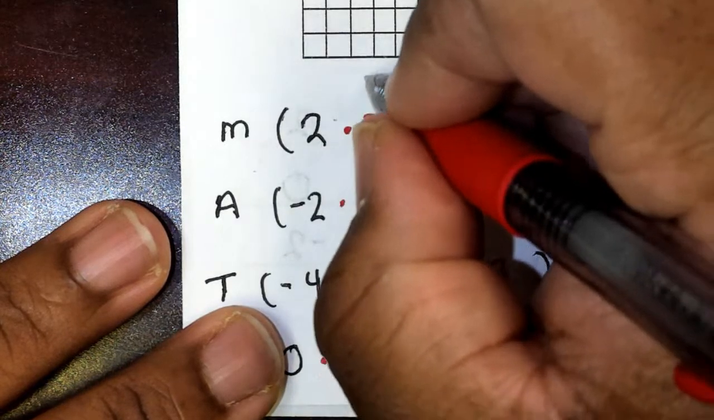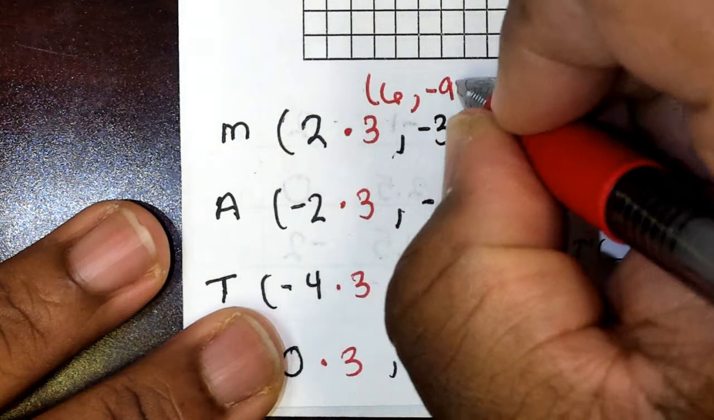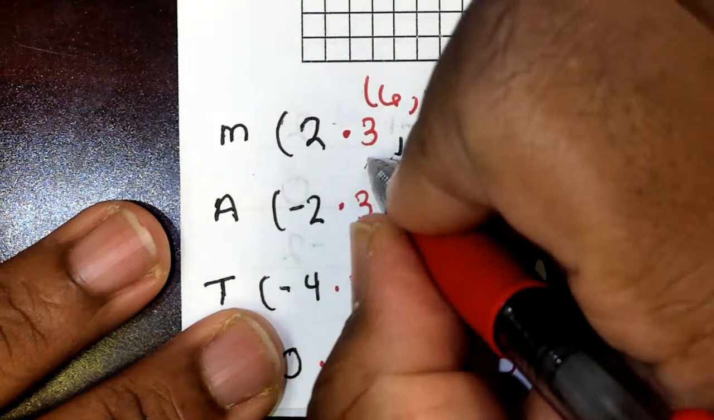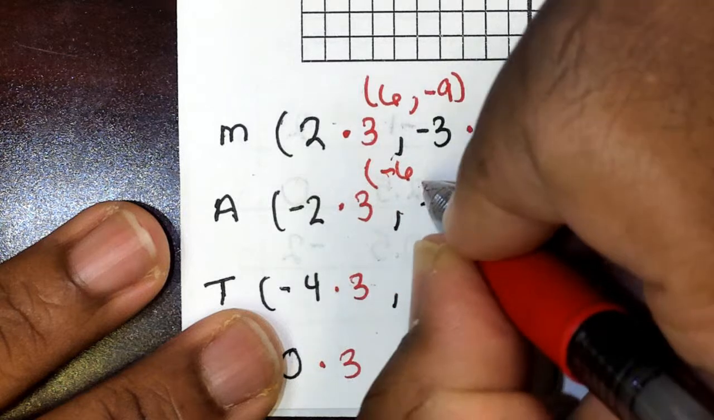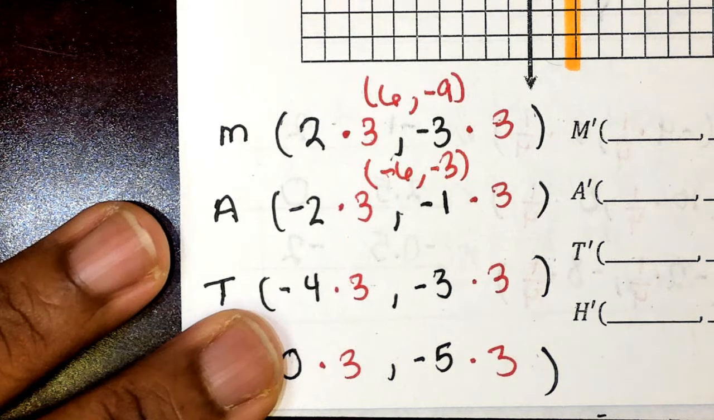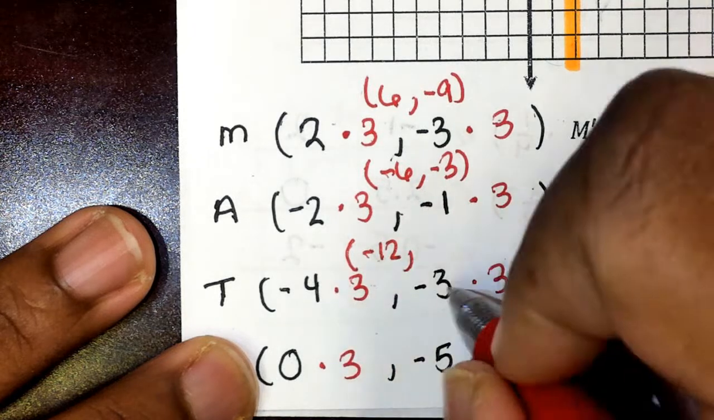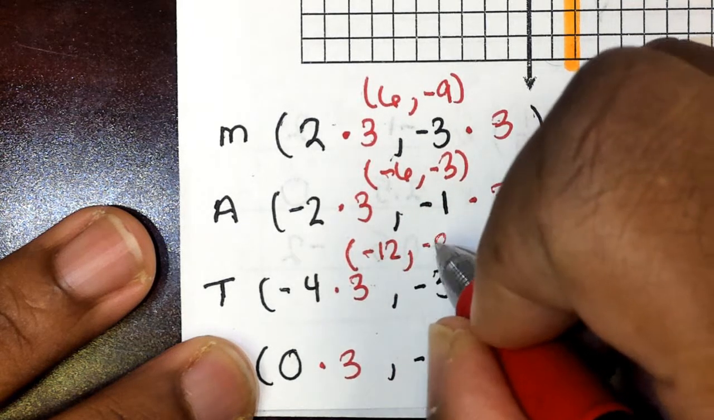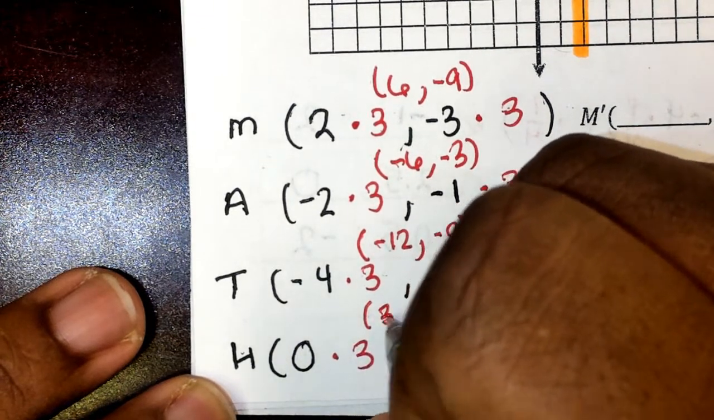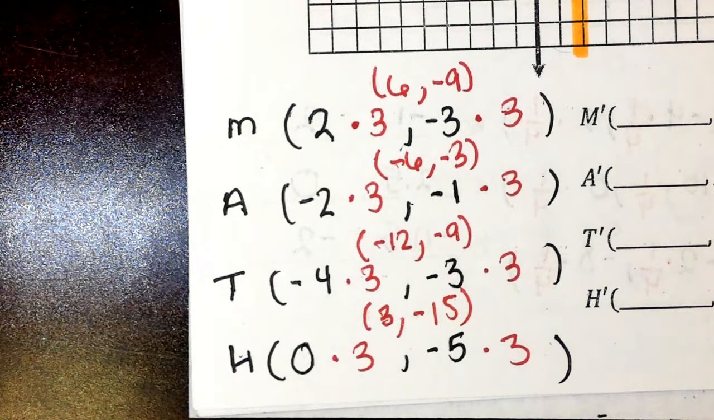So 2 times 3 for me is going to be 6. And then -3 times 3 is -9. I'm going to write that right above it. -2 times 3 is -6. -1 times 3 is -3. Putting that right there. -4 times 3 is -12. -3 times 3 is -9 right here. And then the last one, 0 times 3 is 3. -5 times 3, -15. Okay?